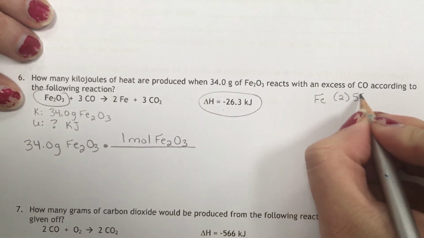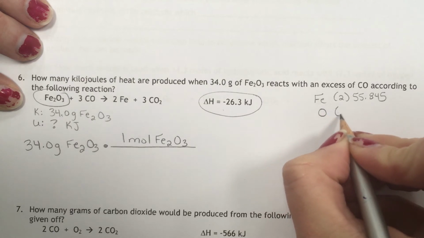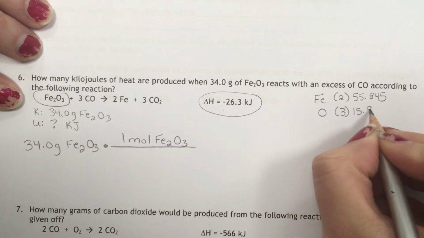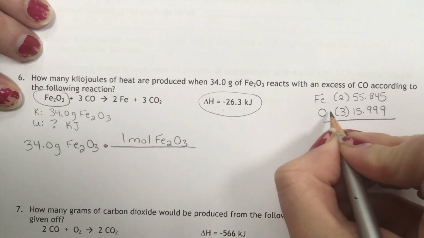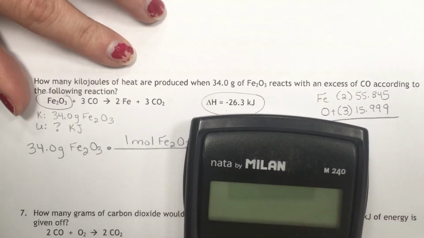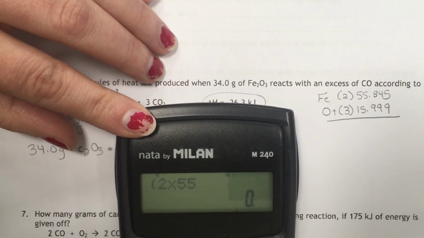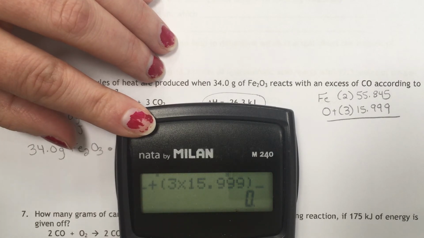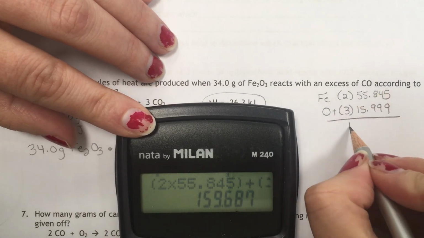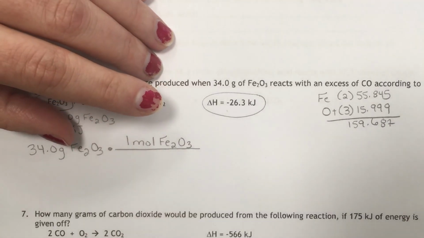So we have 55.845. And then we have oxygen, which we have 3 of them, and that's 15.999. We'll add that, and that will be how much that'll weigh per mole. So I'm going to find out how much that weighs. So 2 times 55.845 plus 3 times 15.999. So the answer will be 159.687, which will be our molar mass.